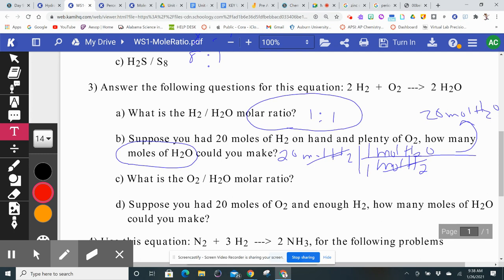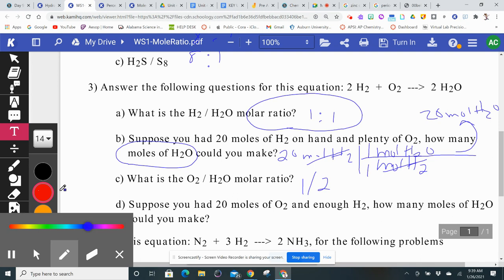Okay. So what is the ratio of oxygen to water? Go back up to our equation. What's the ratio of oxygen to water? 1 to 2. Now remember, I can write a ratio with the dots or I can put a fraction line. It's the same thing, mathematically. So we're doing the same thing that we would do in math.